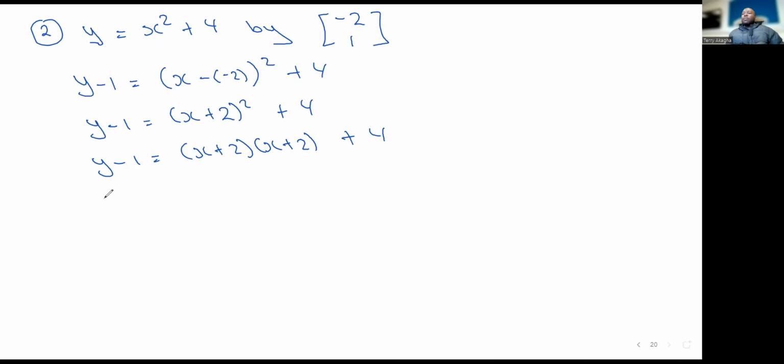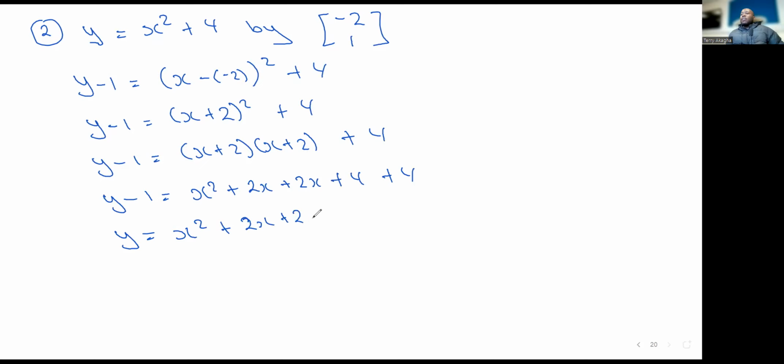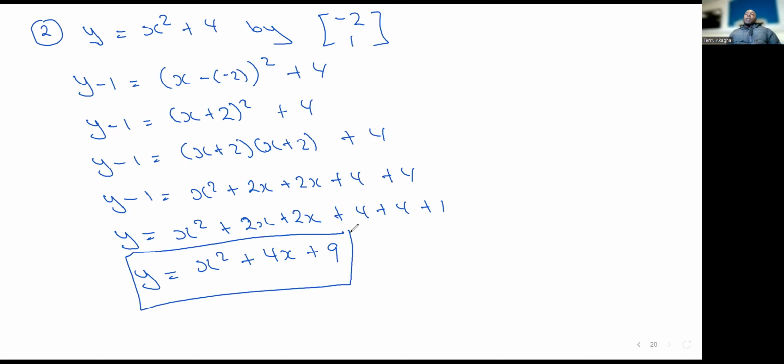Then y minus 1 is equal to x times x, which gives x squared, plus 2x, 2 times x gives 2x, 2 times 2 gives 4, plus 4. You take 1 to the other side, so y will be equal to x squared plus 2x plus 2x plus 4 plus 4 plus 1. 2x plus 2x is going to give us 4x, 4 plus 4 will give us 8, 8 plus 1 will give us 9. So this is going to be the new translated form.